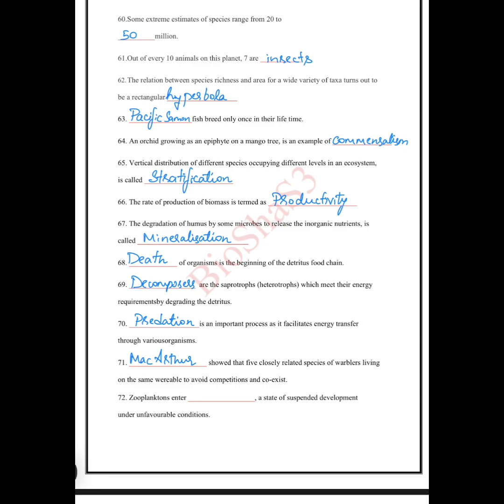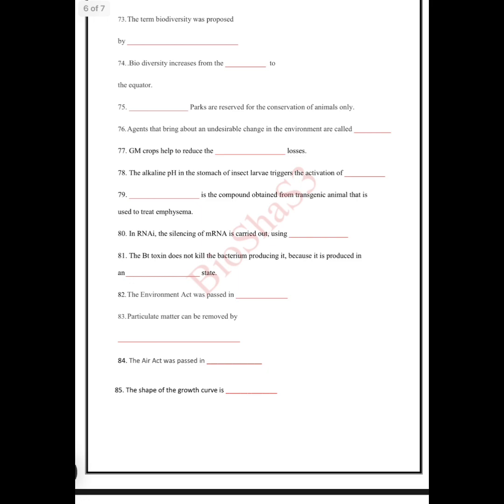Zooplankton enter diapause, a state of suspended development under unfavorable conditions. The term biodiversity was proposed by W.G. Rosen. Biodiversity increases from the poles to the equator.